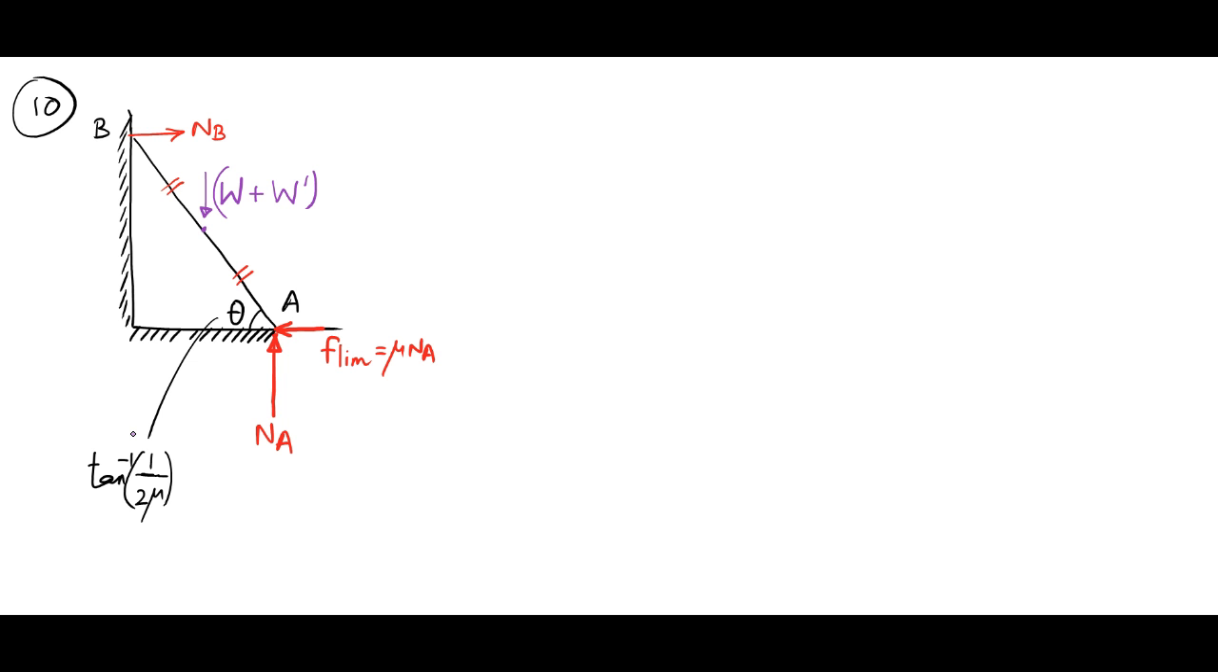Now of course this NA is equal to W plus W dash rather than W now. This mu NA is therefore mu times W plus W dash, and of course NB is equal to that. NB is equal to F limiting itself by sigma Fx is equal to 0. Remember, this rod is in limiting equilibrium, so end point A is about to slip towards the right and end point B is about to slip down.